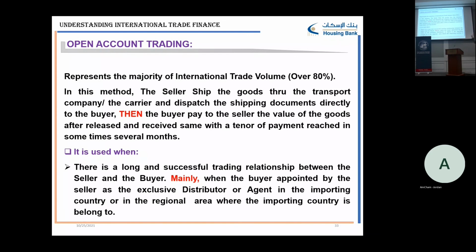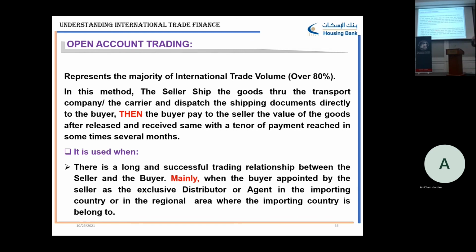The second one is the major one, as I told you, with the highest percentage in international trade, currently over 80%: open account trading. What does open account mean? It means that the exporter ships the goods, and the importer receives and releases the goods, sells the goods to his customer, and then pays the exporter. So the exporter ships the goods, and the importer takes the goods and puts them in his warehouse and sells them to his customers, and then he will pay after a tenor of time, 60 days, 90 days, from a specific date, the amount of these goods to the exporter.